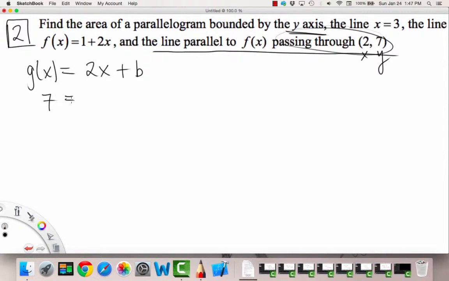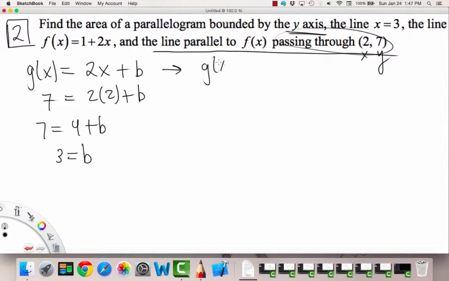So we have 7 is equal to 2 times 2 plus b. I'm trying to write a 3 there. Anyway, this is 7 equals 4 plus b. I was trying to give it away. So b is equal to 3. There we are. So g of x, our other line that we weren't given, is 2x plus 3. Okay, let's graph these and see what our parallelogram looks like.